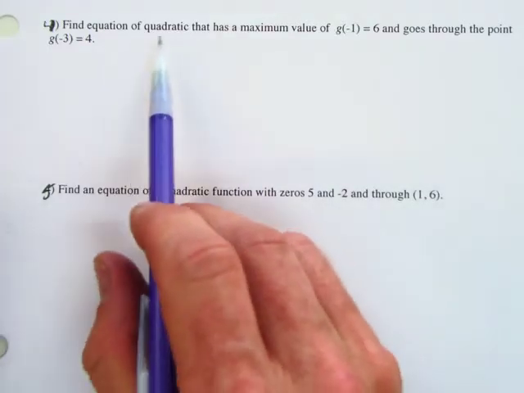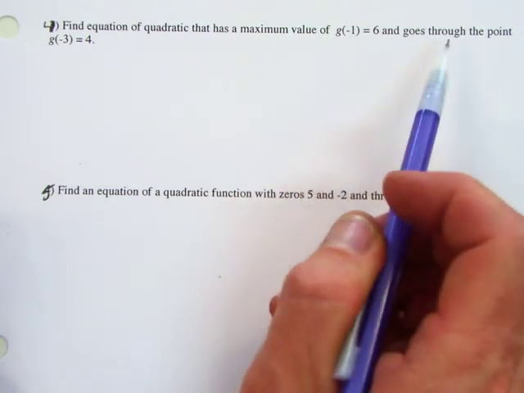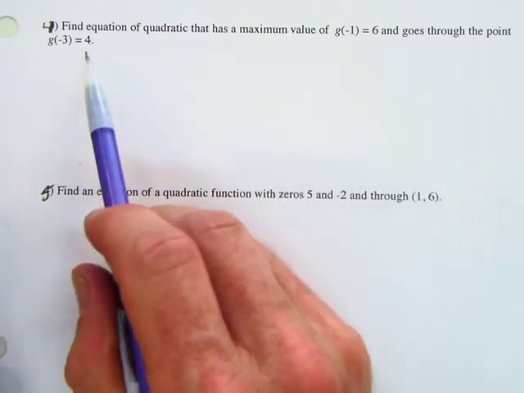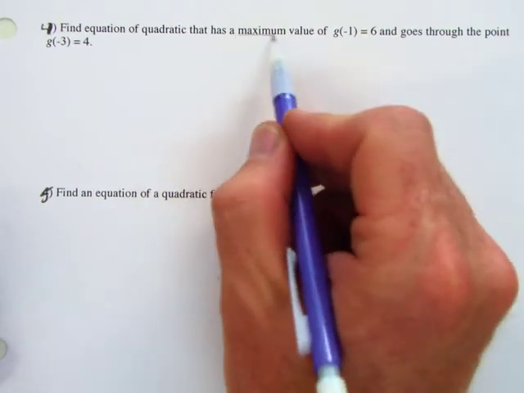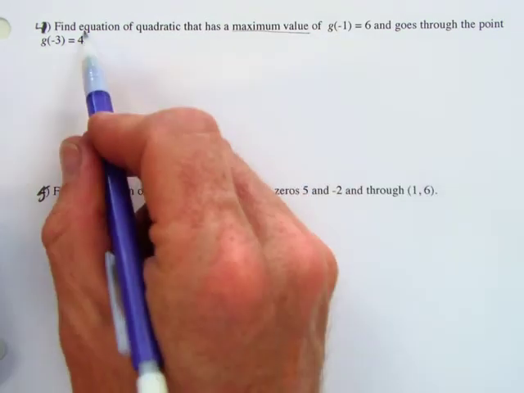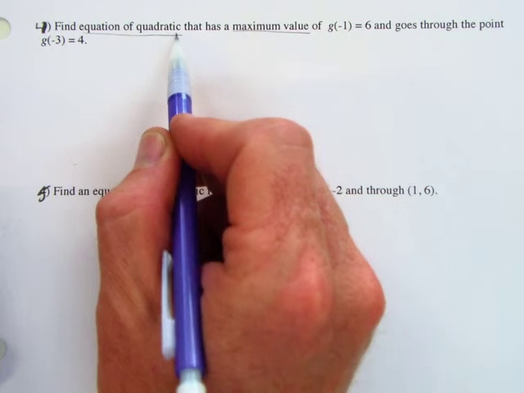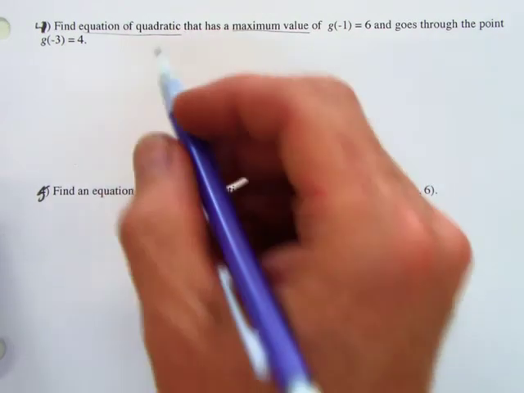Find the equation of a quadratic that has a maximum value of g of negative 1 equals 6 and goes through the point g of negative 3 equals 4. Well, what does this mean, a maximum value? Even before that, equation of a quadratic. When we graph a quadratic, what is it? It's going to be a parabola.